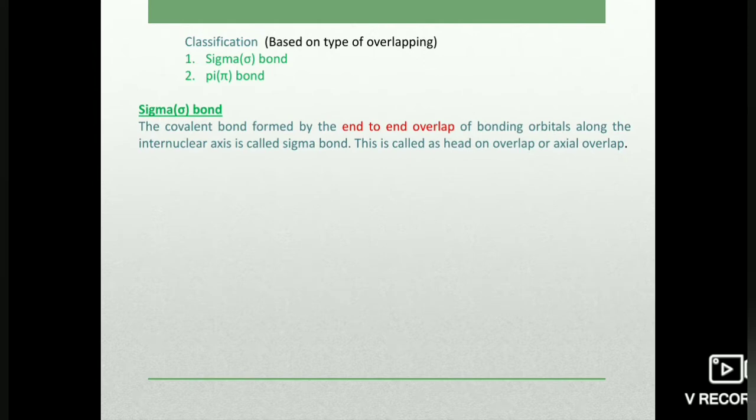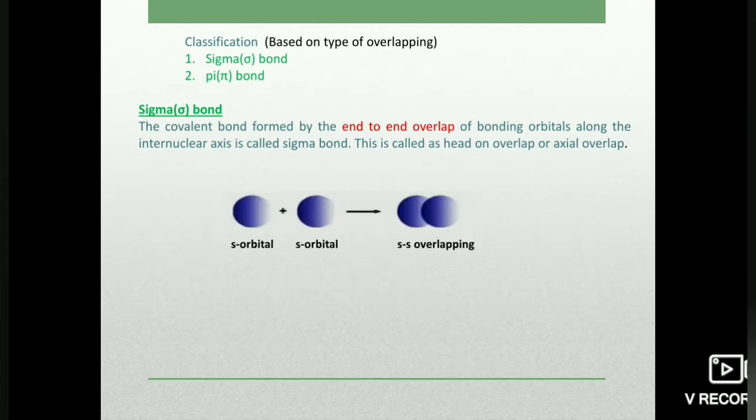It is the bond which is formed by end-to-end overlap of bonding orbitals. Okay, so what is end-to-end overlap? Here we can see in this picture that one end of the s orbital has overlapped with another end of the s orbital. When this type of overlap takes place, it is called end-to-end overlap, and this overlap always occurs along the internuclear axis.